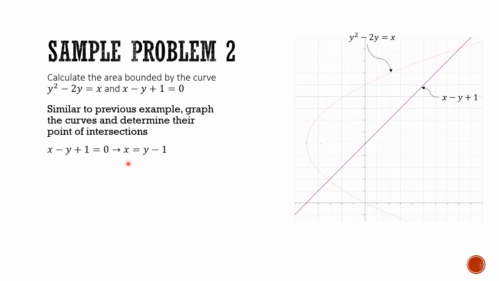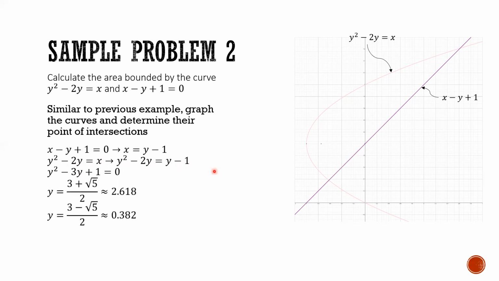In order for us to determine the points of intersection, we just apply the method of substitution. From the first equation, we solve for x, which gives x equal to y minus 1. And then from the second equation, y squared minus 2y equals x, we can replace x by y minus 1. From here, we can solve for the values of y. The reason we solve for the values of y instead of x is because we are going to use a horizontal rectangular element for this computation of area.